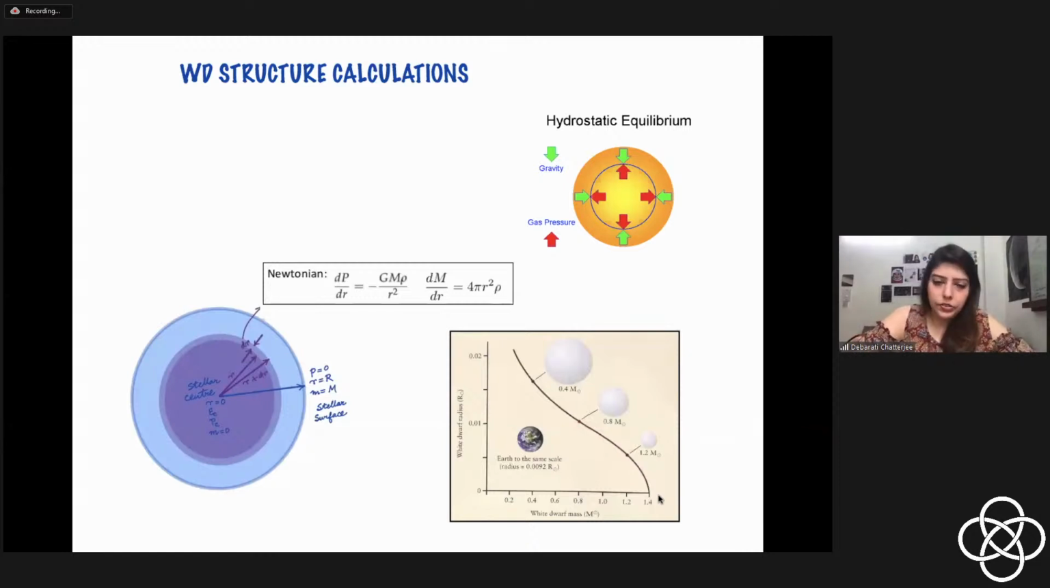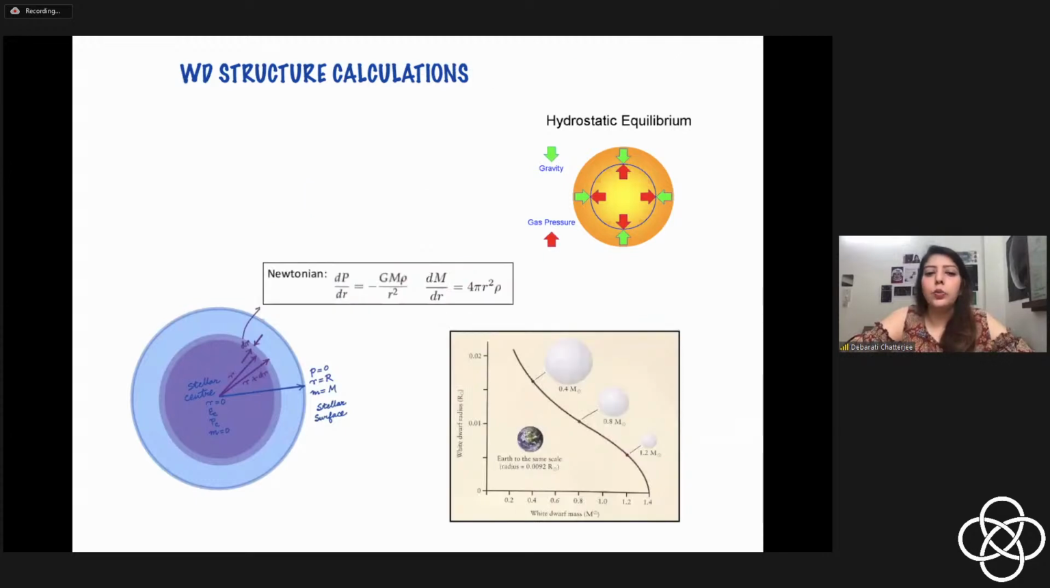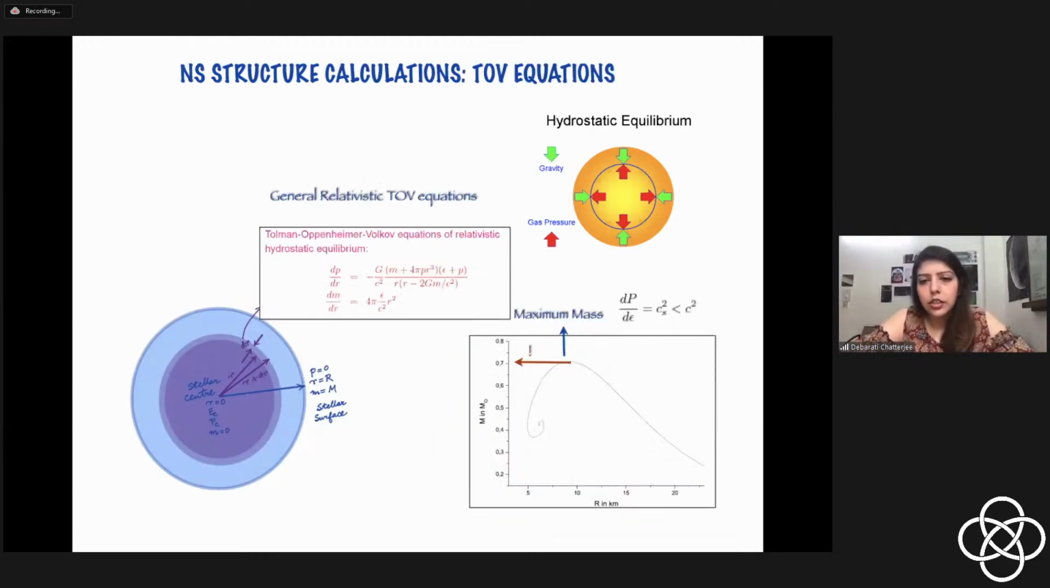So what are the differences? For neutrons, if you do the same thing, neutrons are also fermions. You take a polytropic equation of state between pressure and density, and then you integrate outwards. Now there is a difference in the sense that for white dwarfs we used a Newtonian calculation, because white dwarfs are not as compact as neutron stars. We can also add general relativistic corrections there, but for neutron stars, this is absolutely essential.